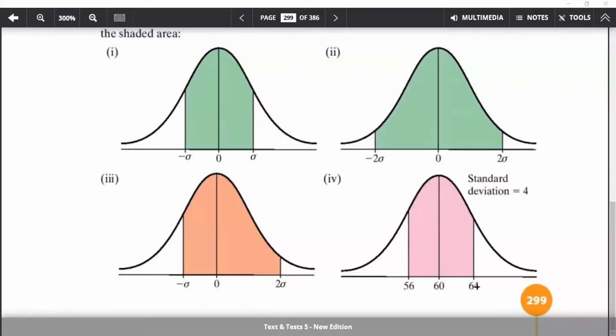And part 4 here, well, 64 is 4 higher than 60, which is 1 standard deviation. Okay, the standard deviation in this diagram is 4. So that's 1 standard deviation above the mean. 56 is 1 standard deviation below the mean. So what they're describing here is all of the data that is within 1 standard deviation of the mean. So 68% of your data, again, for part 4.